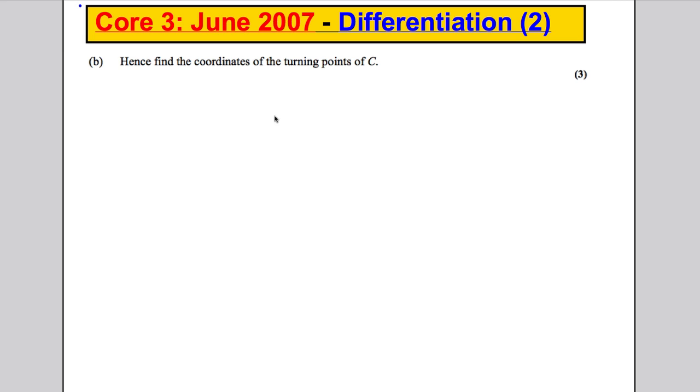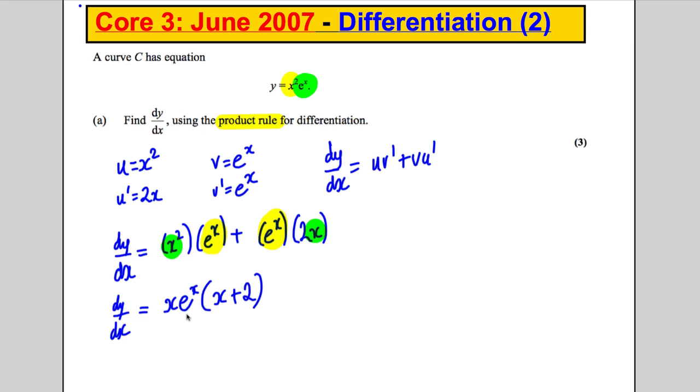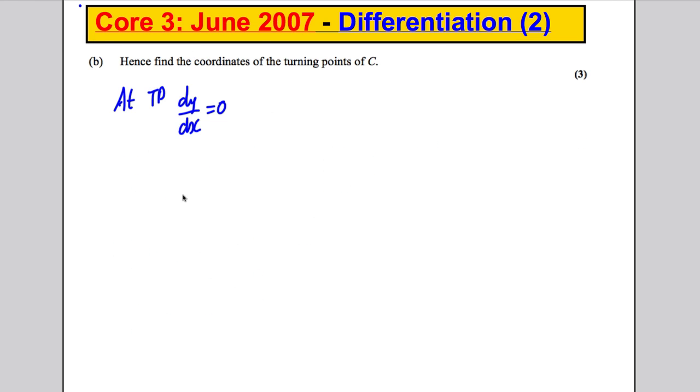Hence find the coordinates of the turning points. You know at a turning point dy by dx is equal to 0. The gradient function at that point is equal to 0. So the gradient is x e to the x, x plus 2. So therefore x e to the x, x plus 2 is equal to 0.